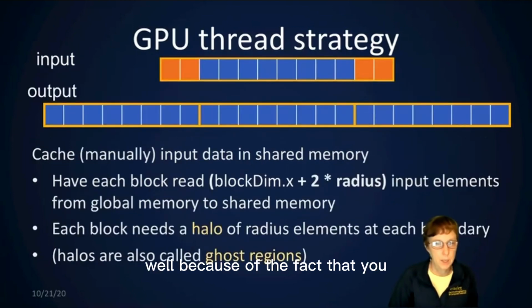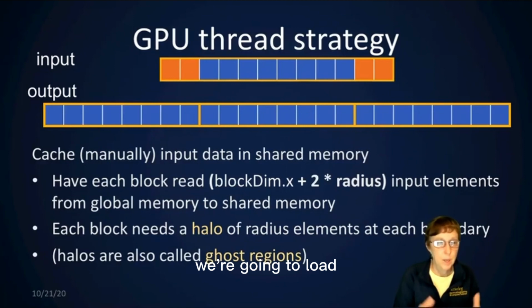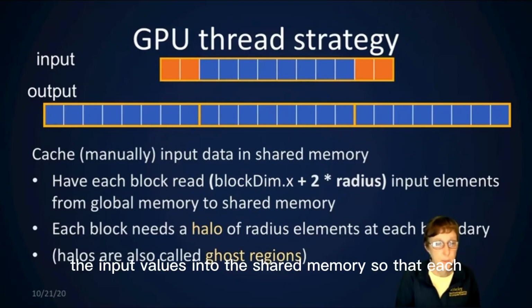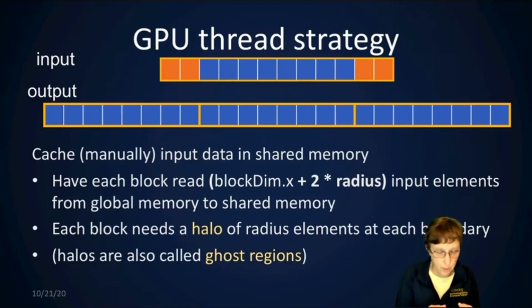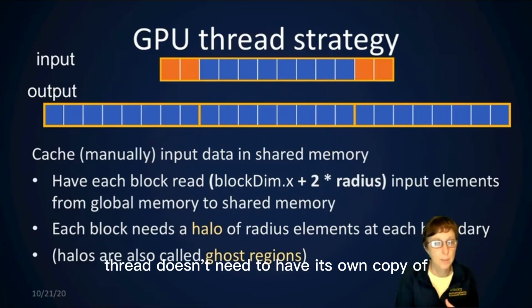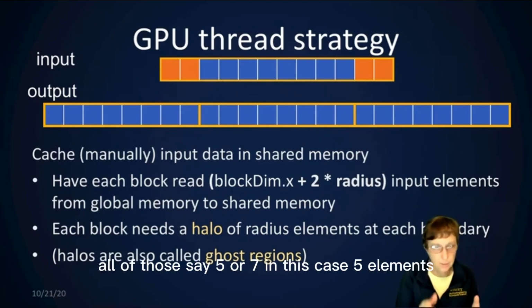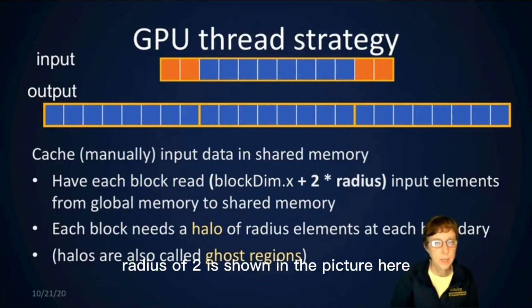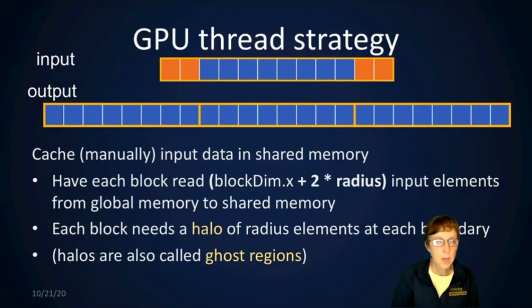Well, because you are going to reuse some of these values, we're going to load the input values into the shared memory so that each thread doesn't need to have its own copy of all of those, say 5 or 7, in this case 5 elements. So this is one with a radius of 2, shown in the picture here. So what does that mean?